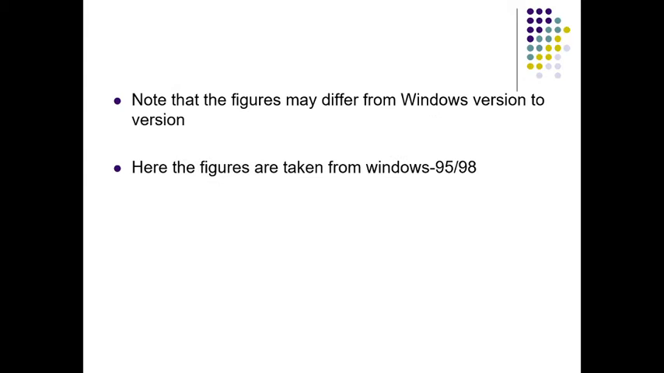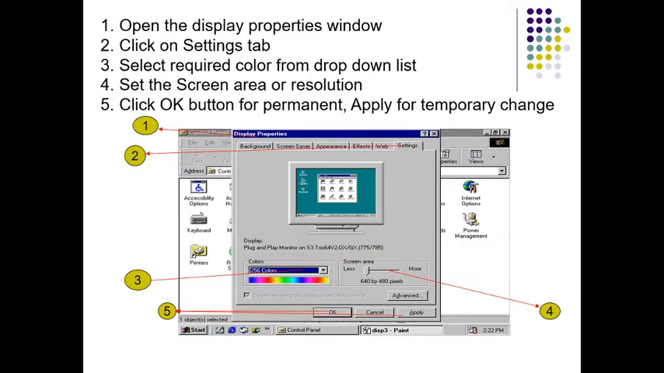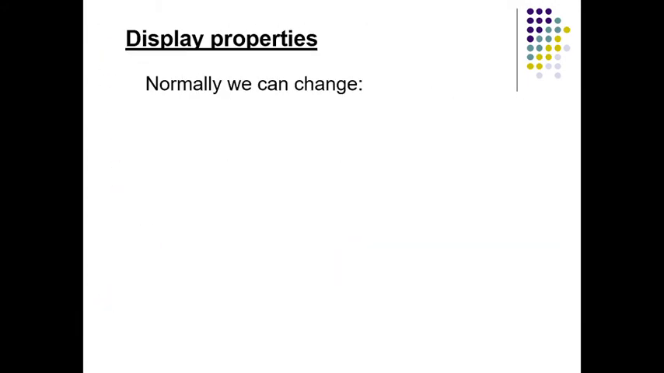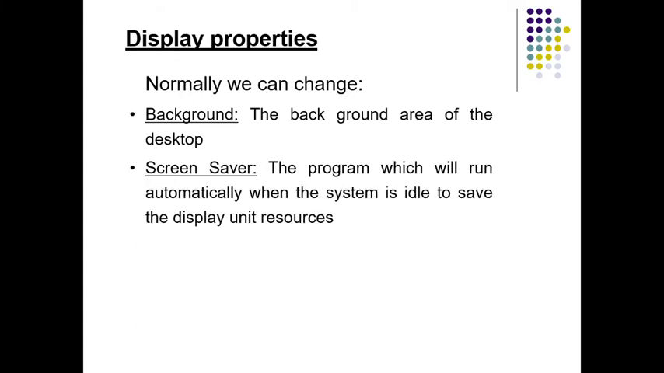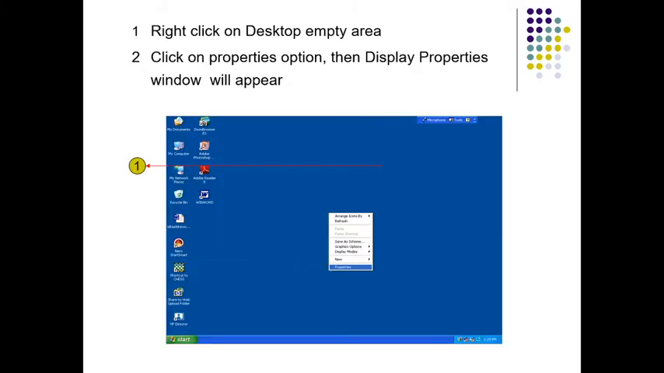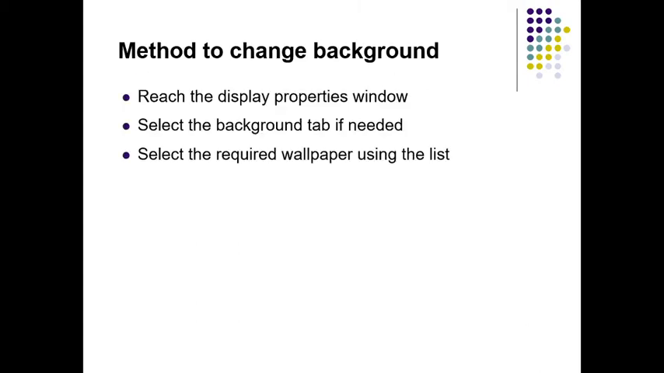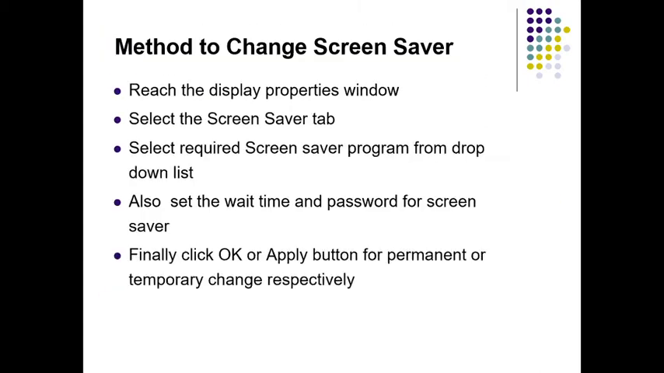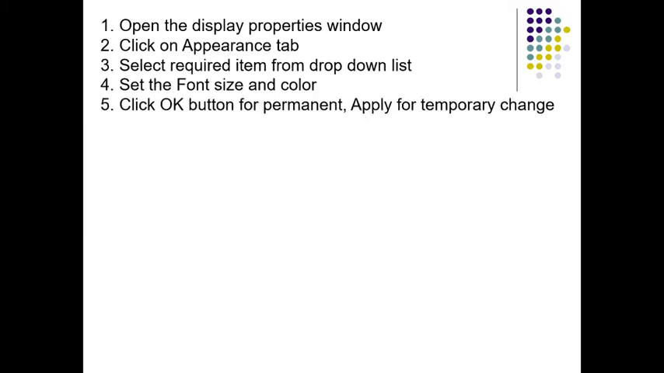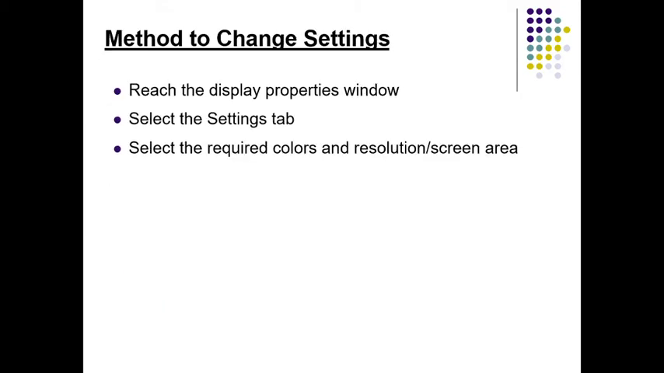Okay students, so these are the display properties for Windows 95 and 98. We have been discussing the changing of display properties of Windows 95 and 98. What we were discussing is background, screensaver, appearance and settings.